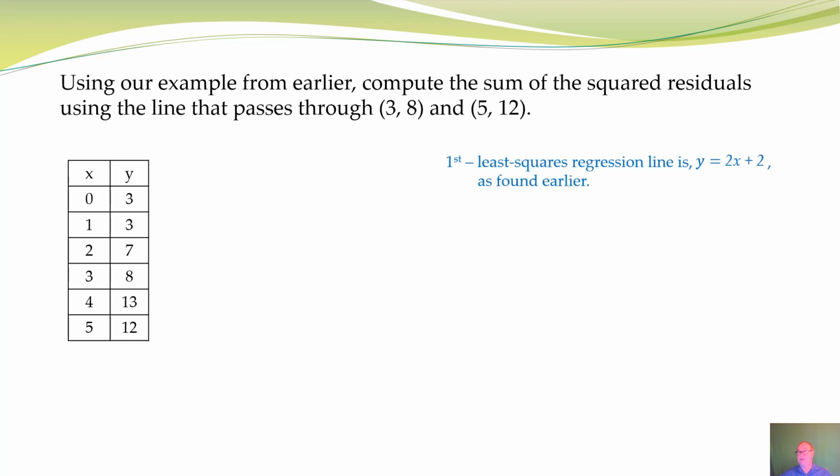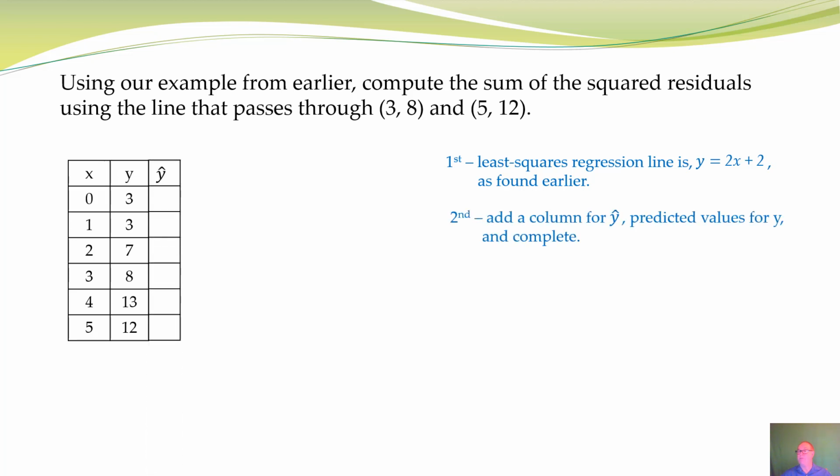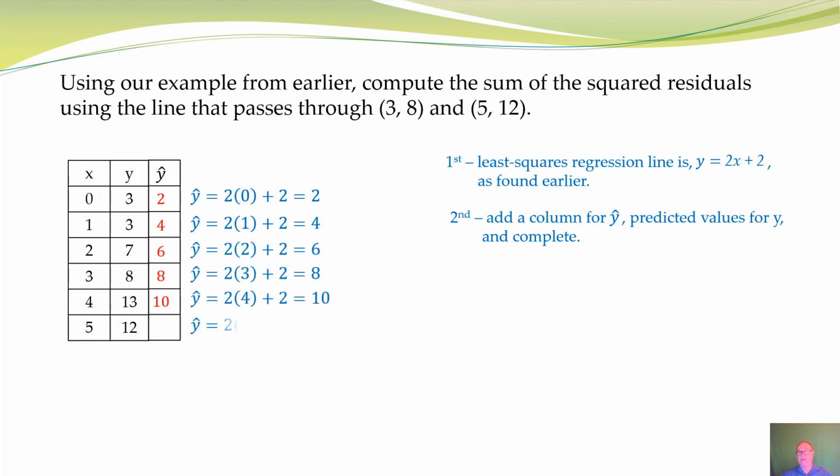Well, first, the least squares regression line. We found this earlier, it is y equals 2x plus 2. You'd have to go through, find the slope, and then find the equation of the line like we did in earlier slides. So this is the equation we found earlier. Second, add a column, y hat, predicted values for y, and complete. So y hat is going to equal 2 times 0 plus 2 equals 2 for the first one. For the second one, it's 2 times 1 plus 2 equals 4, all the way down. You get all the y hat predicted values.